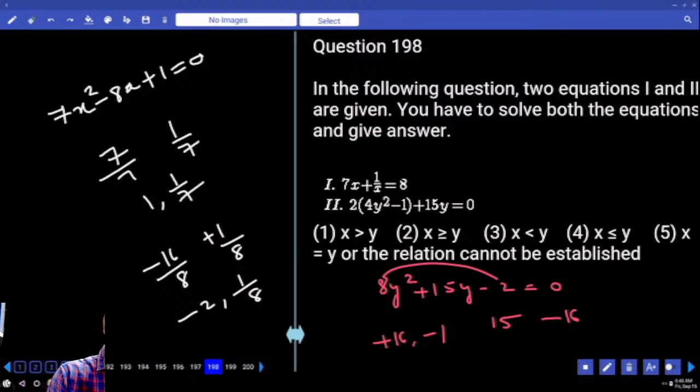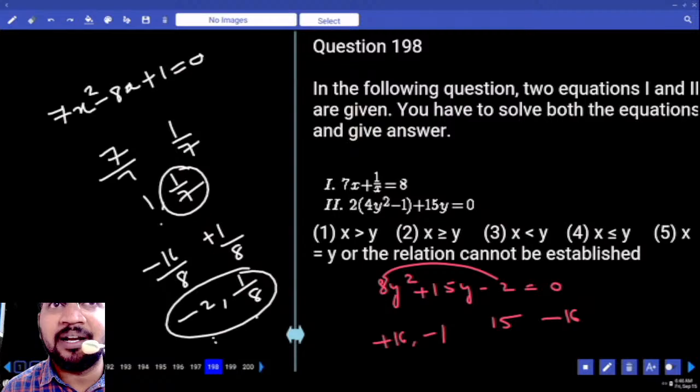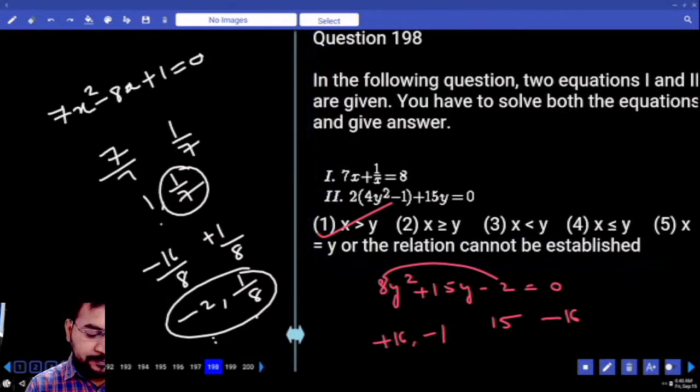Now 1 is greater than these two. 1 by 7 is also greater than these two. 1 by 7 is greater than 1 by 8 or not? 1 by 7 is 14, 2 by 7. 1 by 8 is 12 and a half. So your answer is x is greater than y.